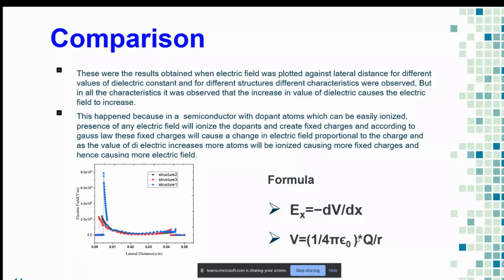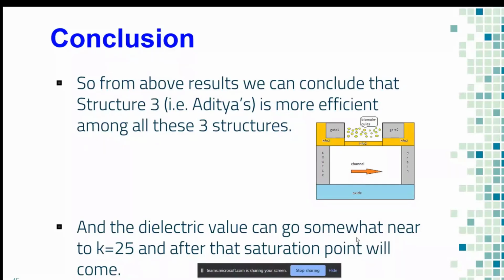And next slide. For the conclusion, we saw that in all the four characteristics, Aditya's structure is giving much better results compared to the other two. This is Aditya's structure, which is the best. In this he put two gates, and in between them he put biomolecules. That's why his structure is performing better as compared to ours. So this is what our review is about.